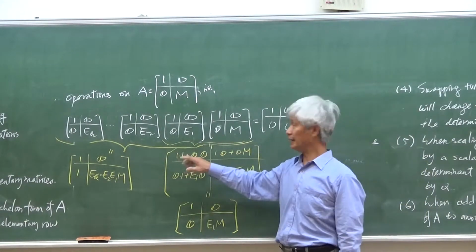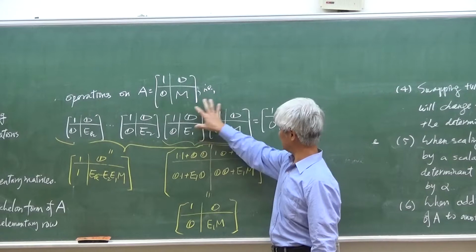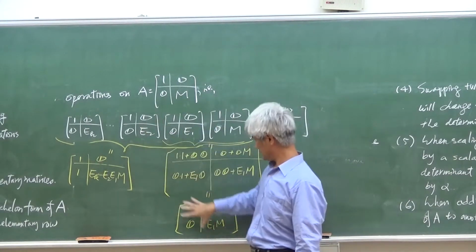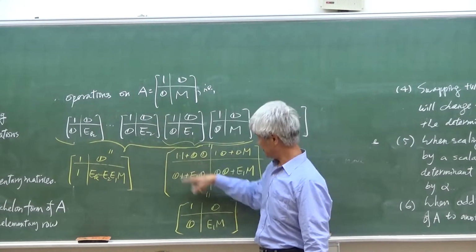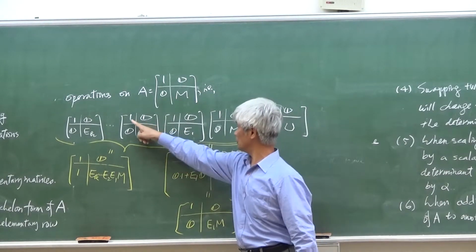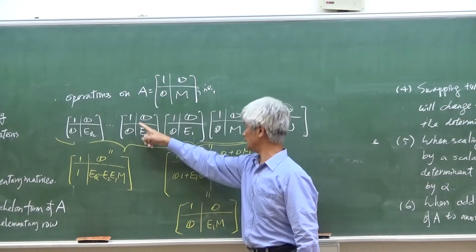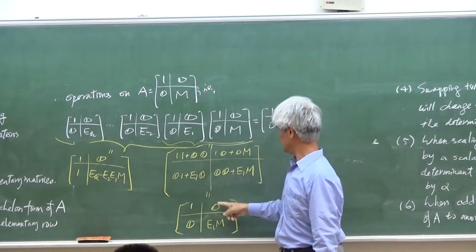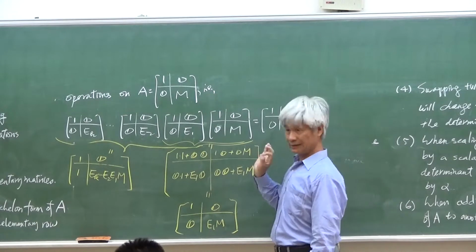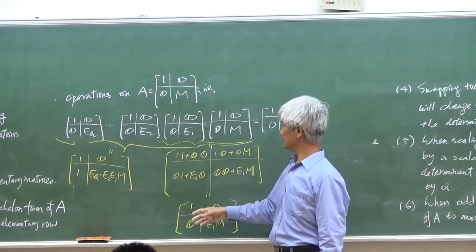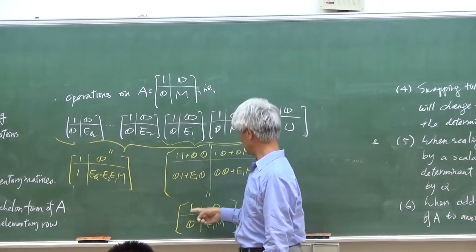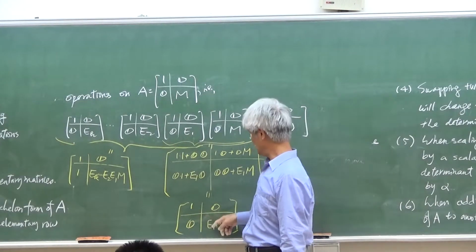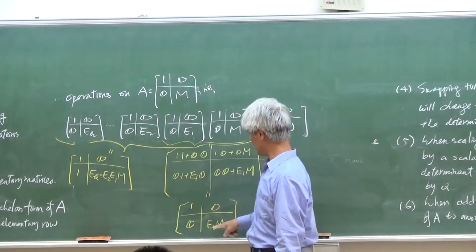So you know the idea, right? When you multiply these two together, you get this one. And then you multiply this one with that. After the multiplication, you get 1, 0, 1, 0 is 1, so you get 1. And then 1, 0, 0, E1, M, you get a 0, so the row is 0. And 0, E2, 1, 1, 0, you get a 0 column. And the final thing is E2 times E1.